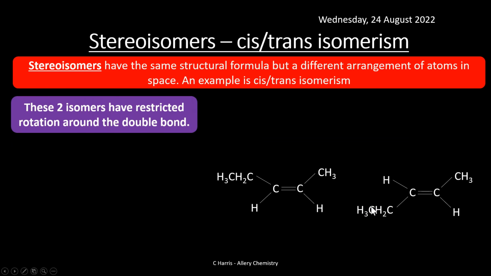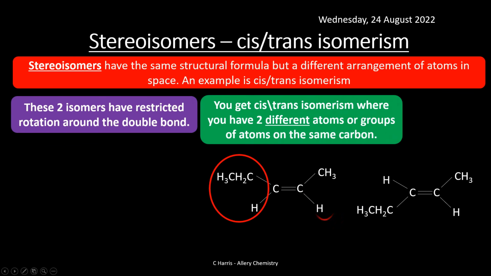So let's bring those two isomers back. These have restricted rotation around that double bond, as you can see there. So we get what we call cis-trans isomerism, where we have two different atoms or groups of atoms on the same carbon. You can see here we do have two different groups on that carbon, because that's a CH2CH3 and a hydrogen. That's a CH3 and a hydrogen. So they're two different groups on that carbon, and two different groups on that carbon. So this can have cis-trans isomerism.